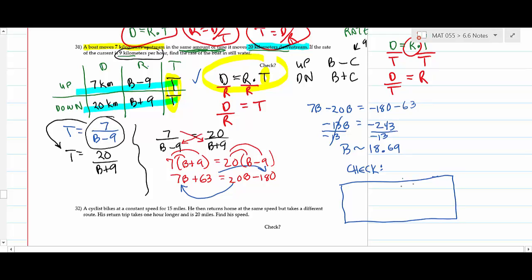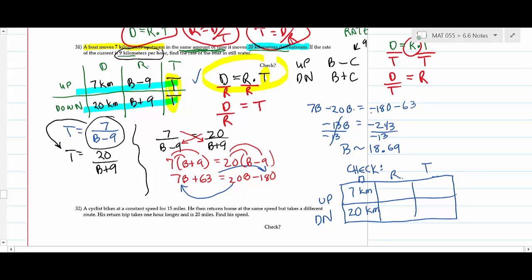Okay? We can figure this out as we go. Okay, so let's do this and see if this makes sense to you. Let's redraw the chart: upstream, downstream, distance, rate, time. Okay, here's what we know now. You were given that the distances were 7 kilometers and 20 kilometers. That was a given. Okay, what you just found was the speed of the boat.